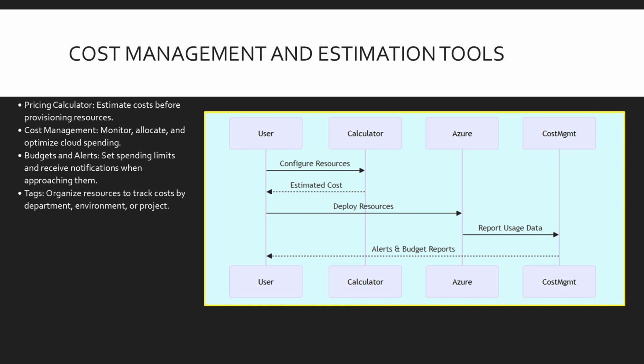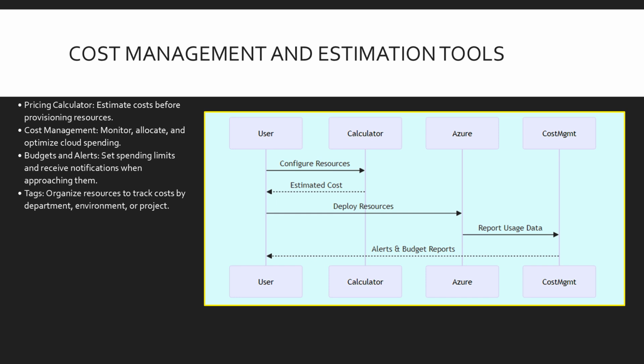Because costs are variable, management tools are essential. The pricing calculator allows you to configure resources and estimate their costs before you deploy anything. Once deployed, Microsoft Cost Management provides visibility into your spending, allowing you to track trends and forecast future costs. You can set budgets to alert you when your spending reaches a certain threshold, preventing billing surprises. Additionally, using tags allows you to categorize resources such as by department or project to accurately allocate costs and hold teams accountable. This sequence diagram outlines the cost management workflow.